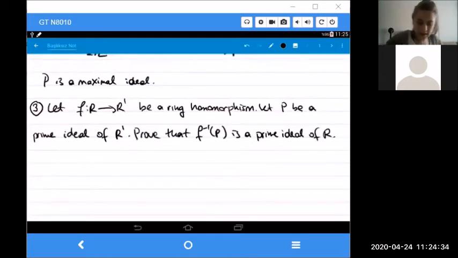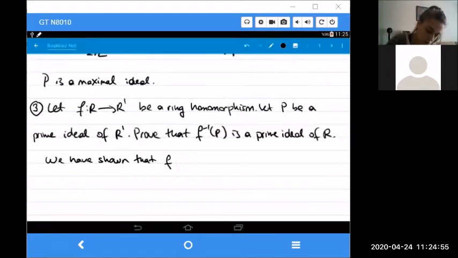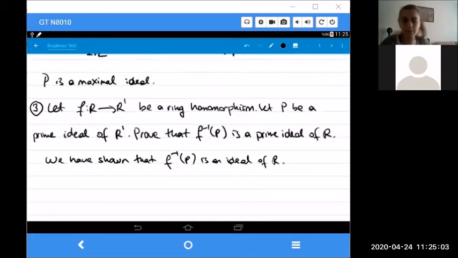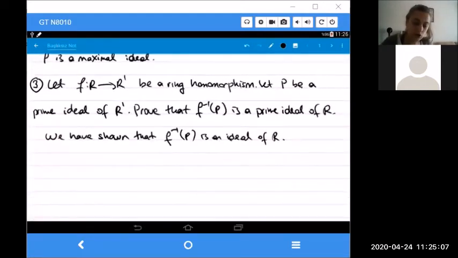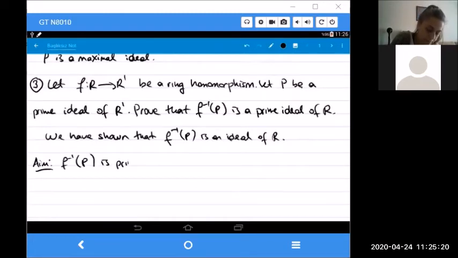Now, do you remember that the preimage of an ideal under a homomorphism is an ideal in the domain ring? We have shown that f inverse of P is an ideal of R, in some recitation notes, I don't remember. So we just need to show that the preimage of a prime ideal is prime, okay? So the aim is to show that f inverse of P is prime. So we are going to take two elements such that the product of these two lies in this ideal, and we are going to show that one of them has to lie in this ideal.